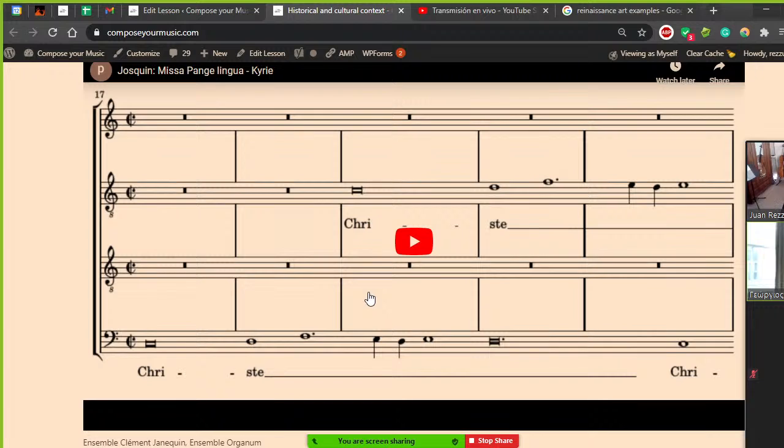By the way, I don't particularly like the version because it's very slow, but this is the only one that had the score. Well, there is an imitation. There's imitation, and this imitation we're going to see in much depth, of course. So the voices start to imitate themselves, as you can probably see here.